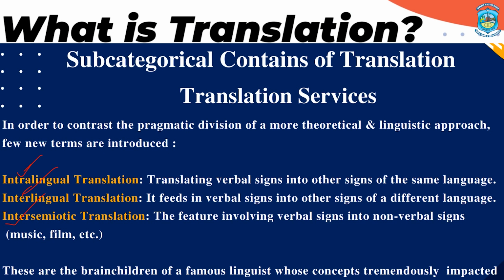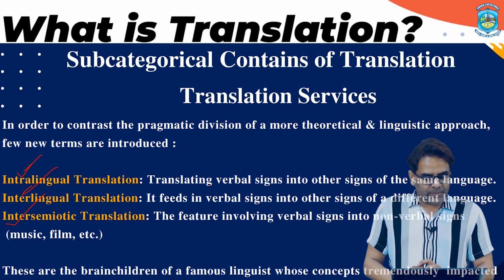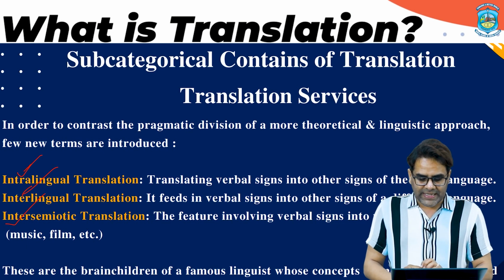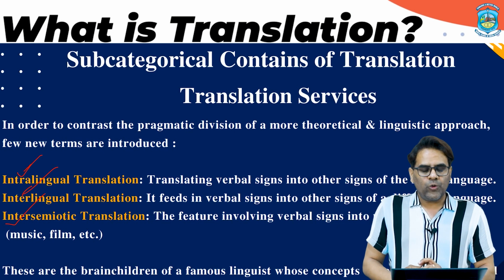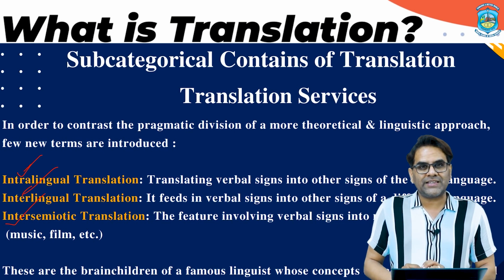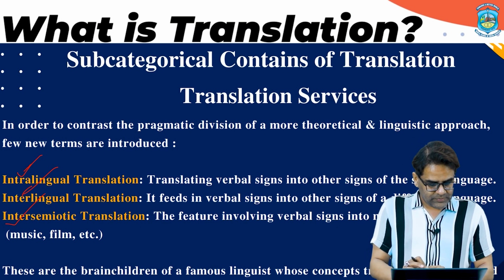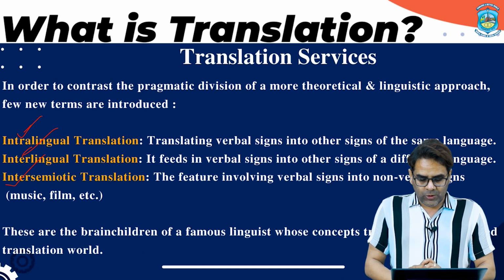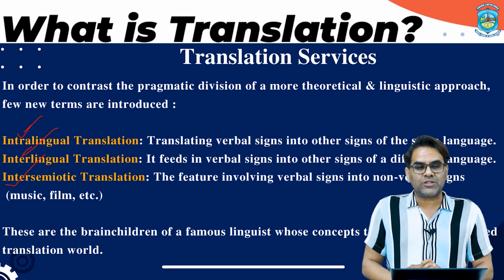intersemiotic translation. The first talks about the translation of verbal signs into other signs of the same language. The second one talks about verbal signs into other signs of a different language. And the intersemiotic part of translation features the involvement of verbal signs into non-verbal signs. We've got some sample examples of music, film, etc. These are in fact the brainchildren of a famous linguist whose concepts tremendously impacted the translation world.